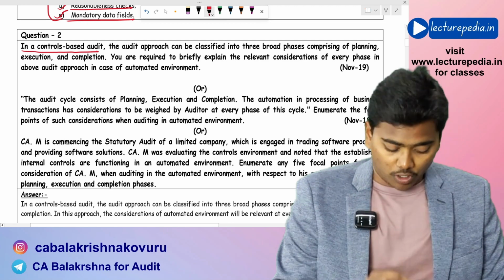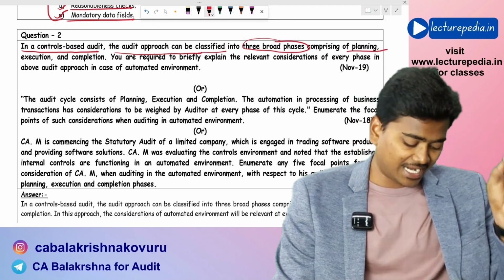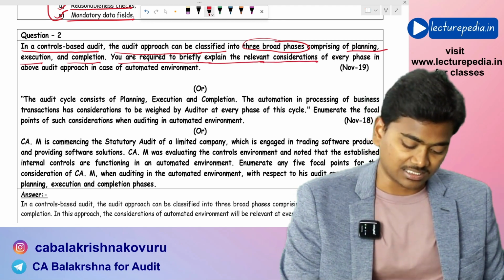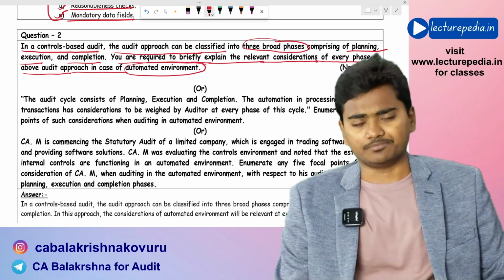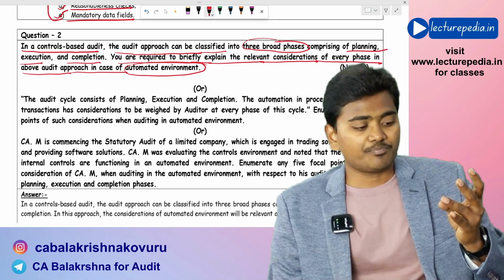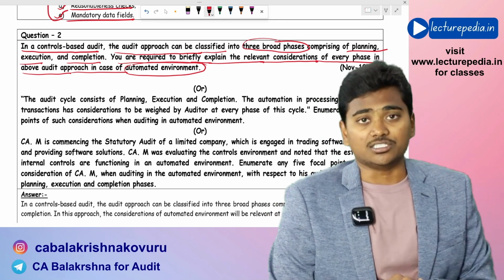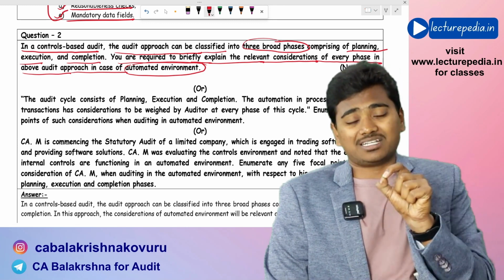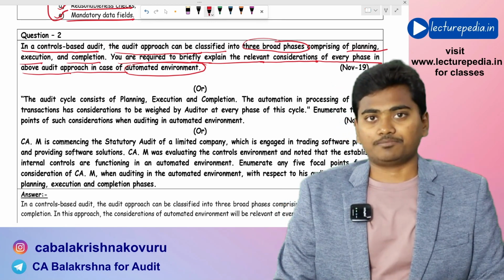In a controls based audit, the audit approach can be classified into three broad phases comprising of planning, execution, completion. You are required to briefly explain the relevant considerations for every phase in the above audit approach in case of an automated environment. See, first of all, any type of audit will have three phases. One is the planning stage, second one is the execution stage, and the final one is the completion or reporting stage. Now, what he is asking is, in case you are auditing in an automated environment, what are the special considerations that you have to look for at each of these three stages of audit? Let us see.